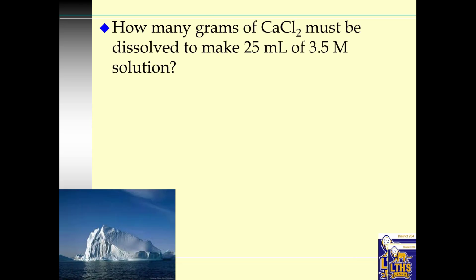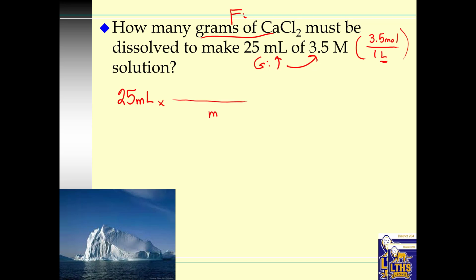Okay, one more. How many grams of calcium chloride must be dissolved to make 25 milliliters of 3.5 molar solution? Okay, 3.5 molar means 3.5 moles of solute for every 1 liter. Okay, so let's take our 25 milliliters. And you know what? This means liters, so we have to change milliliters to liters. Okay, so I'm going to say 1,000 milliliters for every liter.